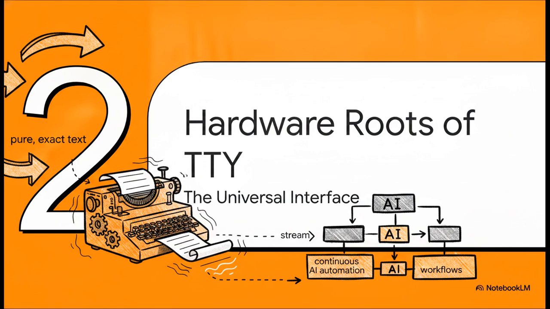And here's the real kicker. If a website changes its layout, even slightly, like maybe a button moves 2 pixels to the left, bam, the whole automation breaks instantly. It introduces endless errors and slows everything down. It's just not sustainable. Which brings us to section 2, hardware roots of TTY.